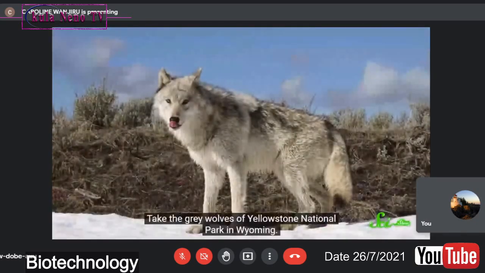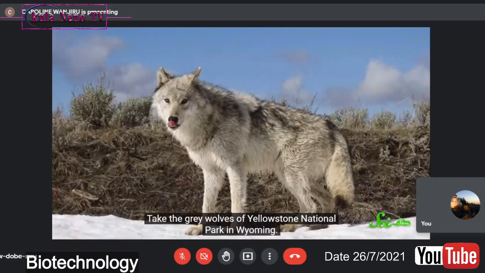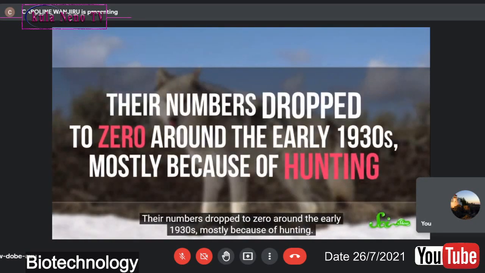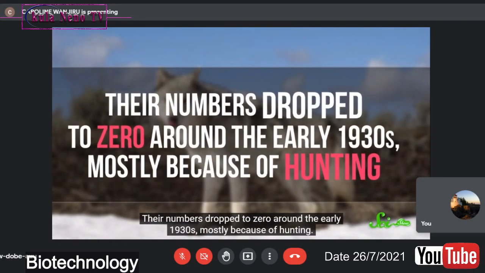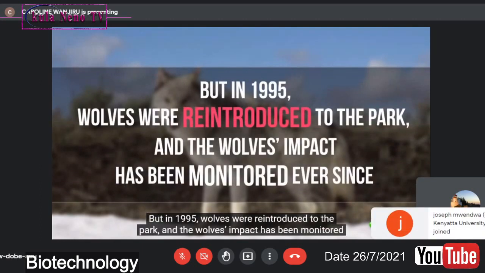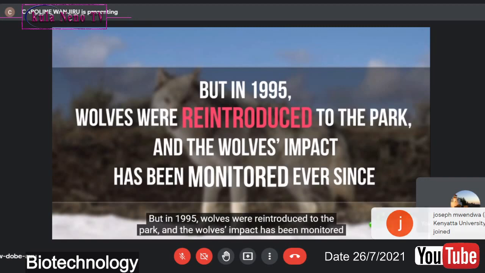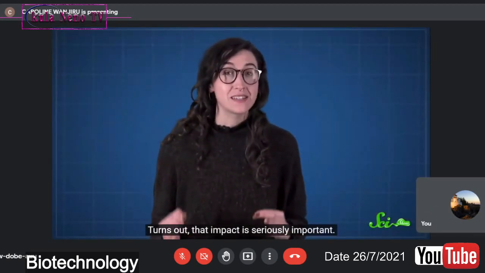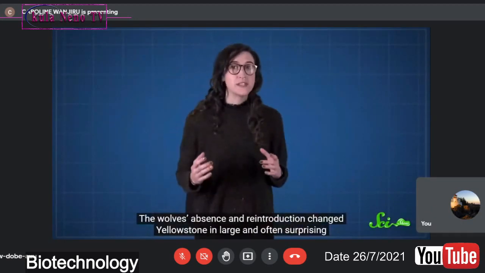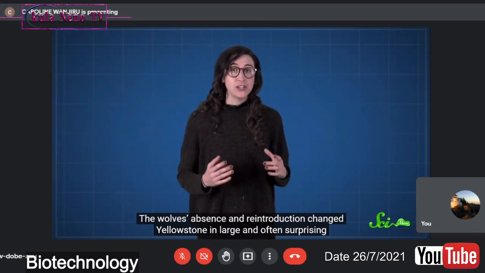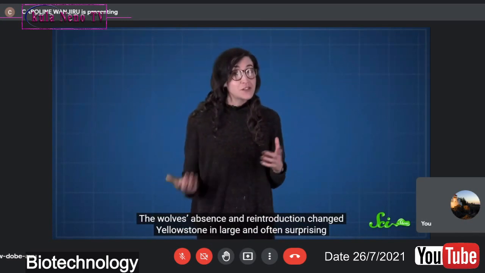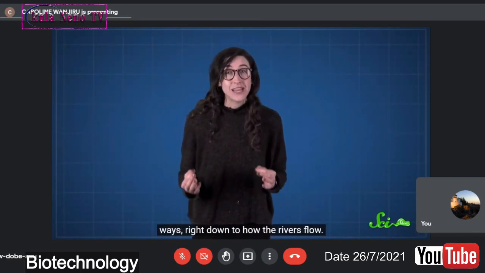Take the gray wolves of Yellowstone National Park in Wyoming. Their numbers dropped to 0 around the early 1930s, mostly because of hunting. But in 1995, wolves were reintroduced to the park, and the wolves' impact has been monitored ever since. Turns out that impact is seriously important. The wolves' absence and reintroduction changed Yellowstone in large and often surprising ways, right down to how the rivers flow.